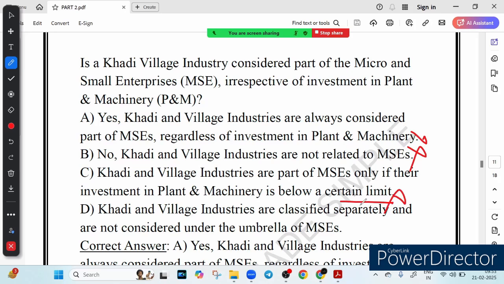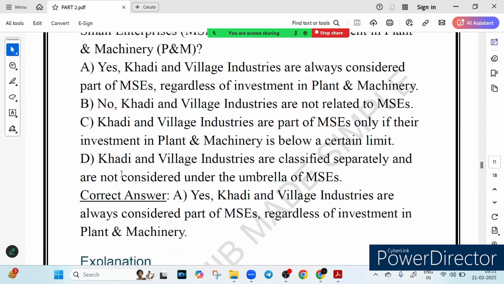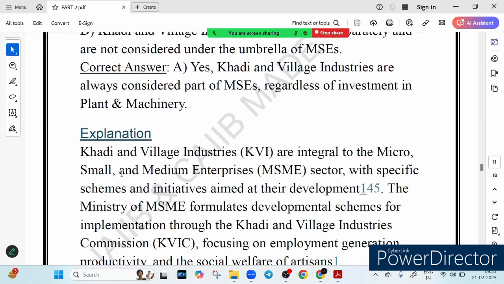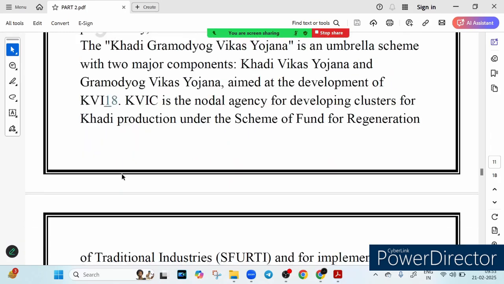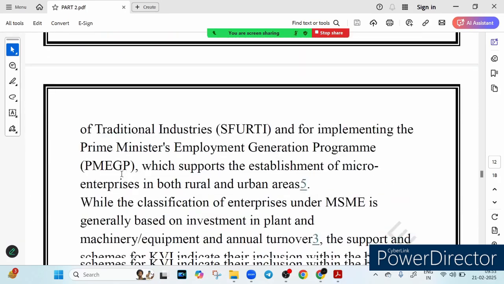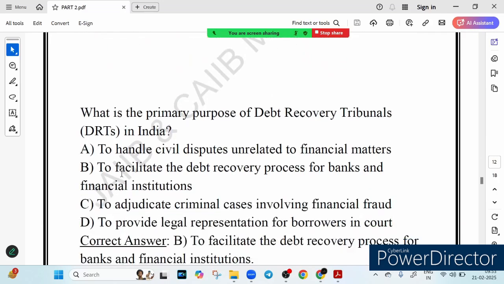It is supported by the Ministry of MSME and KVIC through various government schemes, and there are some programs which I have just talked about now, like the PMEGP program, SPURTI program, right? These help in funding and rural employment. So unlike regular MSME, KVI is included under MSE without checking investment in machinery, right? That is the point.